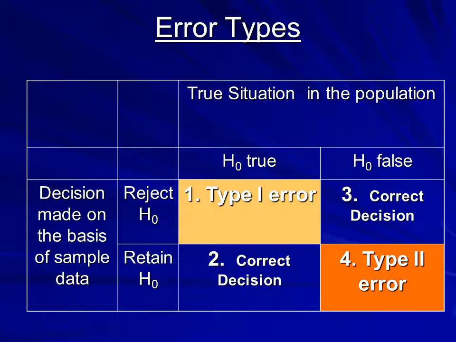All right, this is a nice graphic of error types. So what do we have going on here? Look at the very far left: decision made on the basis of sample data. We're either rejecting the null or retaining the null. I'm on the bottom left here: reject the null, H sub 0. Let's talk about this more broadly. If you're a researcher trying to cure cancer or Alzheimer's, you want to reject the null. You want to find out that your drug is effective at doing whatever it needs to do.